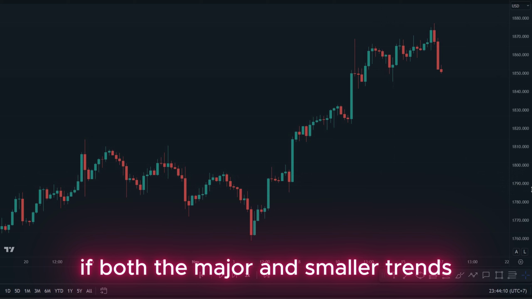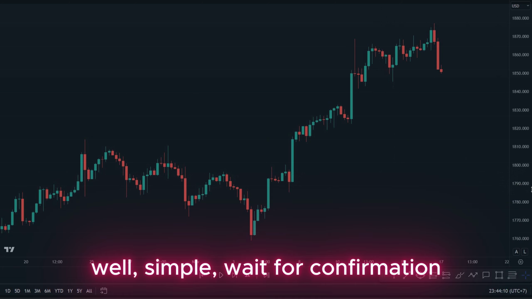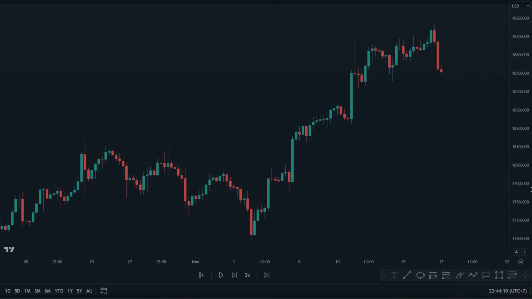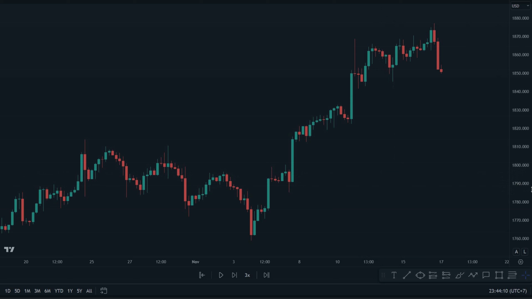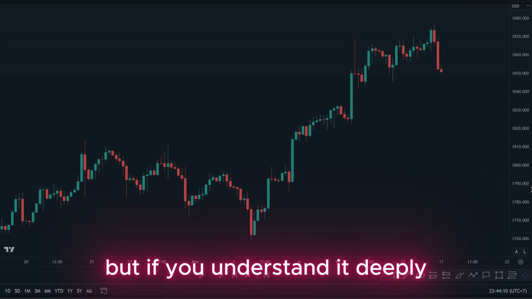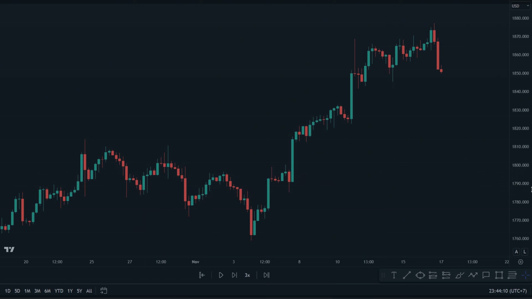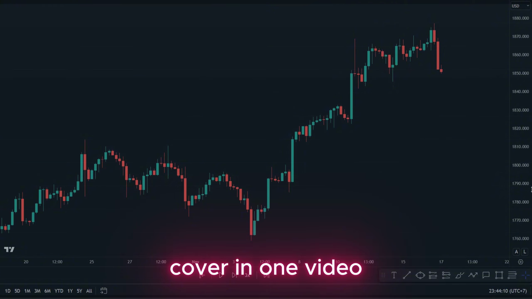If both the major and smaller trends don't have strong buying momentum, then what? Well, simple, wait for confirmation. Wait for confirmation before entering. Wherever there's confirmation, enter there. No need to place limit orders here anymore. Either enter or don't. That's the simple takeaway for me. But if you understand it deeply and clearly, then you can derive even more interesting insights that I can't possibly cover in one video.